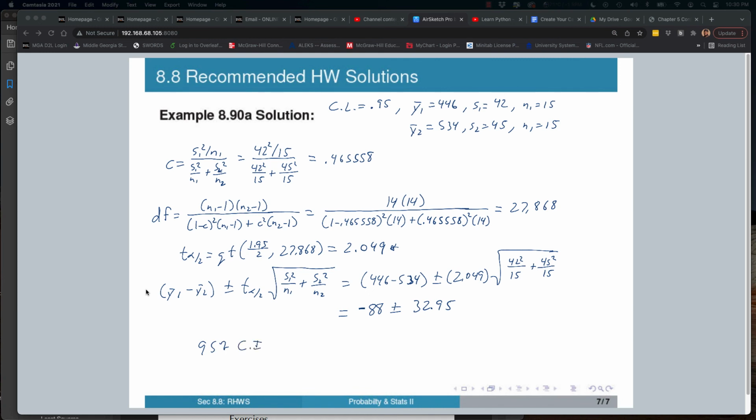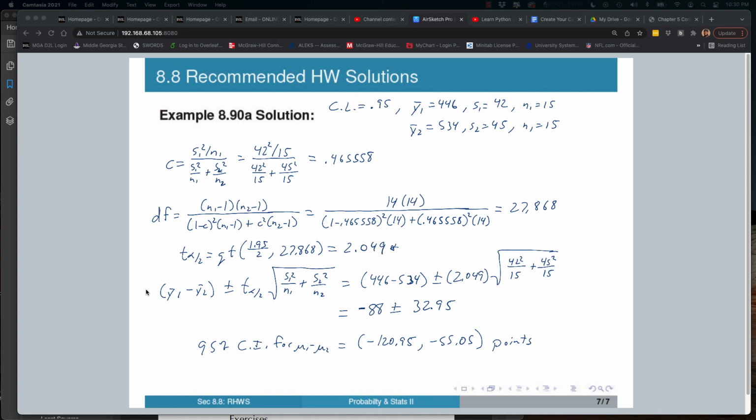So our 95% confidence interval for mu sub 1 minus mu sub 2 is equal to negative 120.95 to negative 55.05. And these are just points too because it's a test. All right, so that's where they differ.